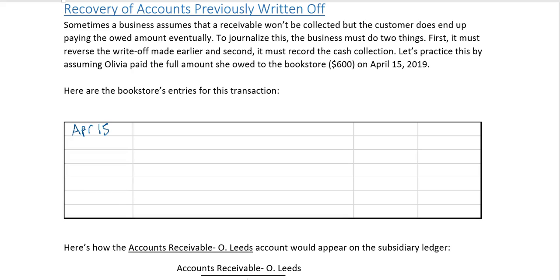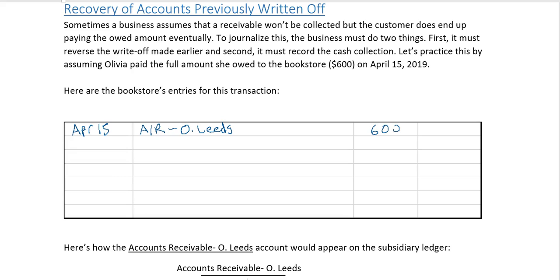So I'm gonna go ahead and date this journal entry. And the first step to completing this exercise is to reverse the last entry we just made. What we're doing is reinstating Olivia's AR. So she owed us 600.